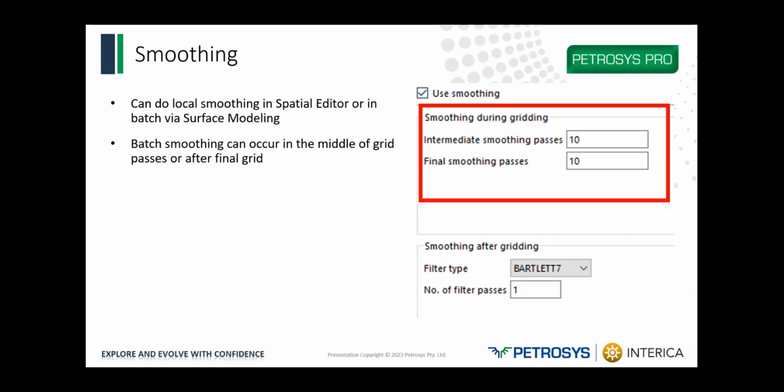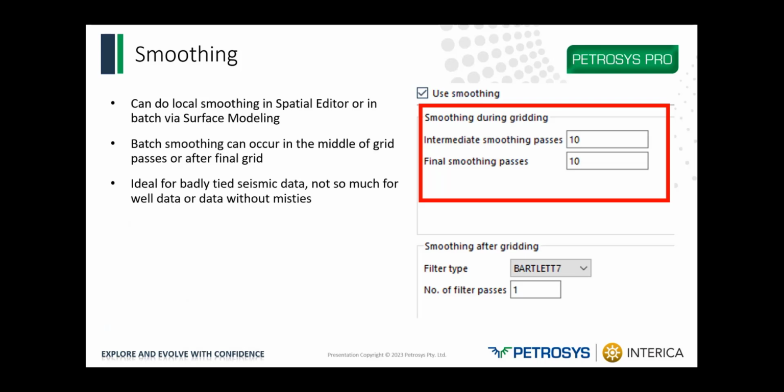Batch smoothing can occur in the middle of grid passes or after the final grid, and I'll talk to you a little bit about what I mean when I say grid passes in just a moment. But we can either smooth as we're creating the grid or wait till the grid is finished to run all of our smoothing algorithms.